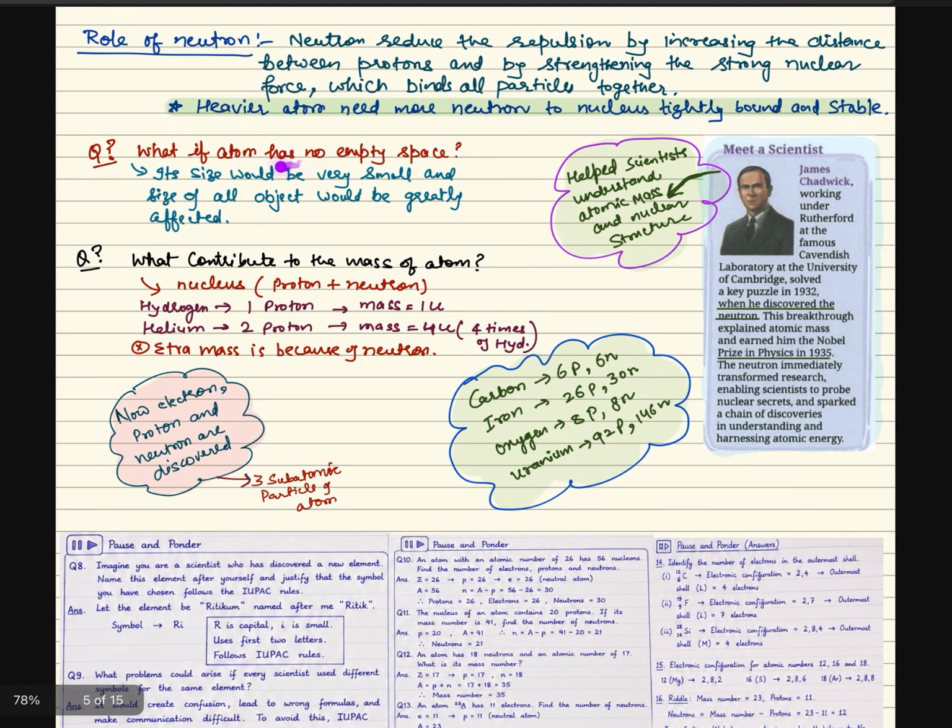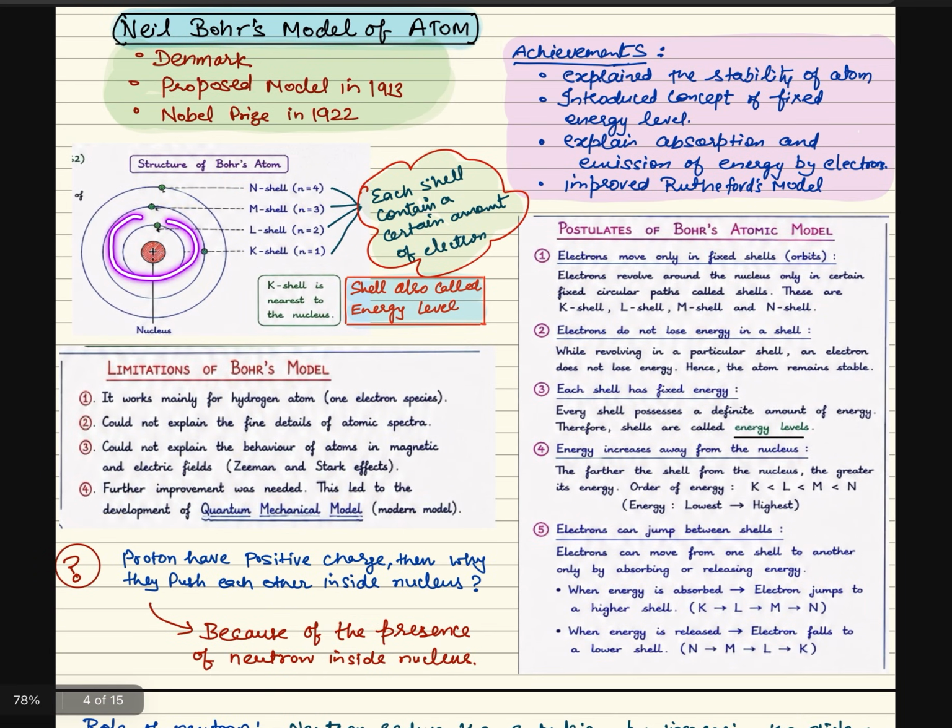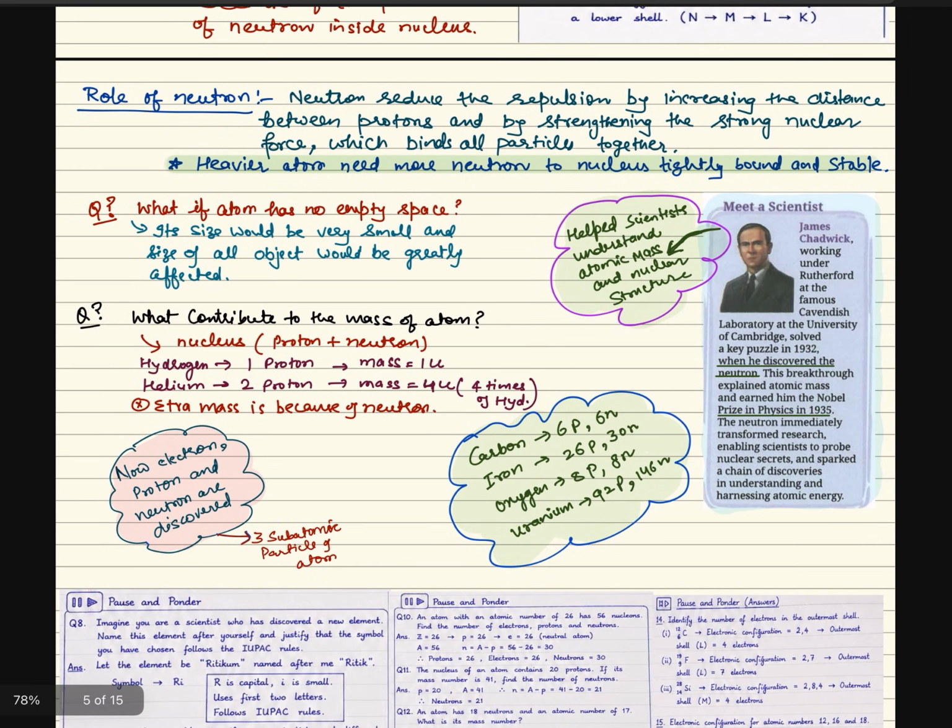Now, what if the atom had no empty space? This is an important question. You can say the atom has empty space here. This is positive, this is empty space. If there were no empty space, its size would be very small. Because empty space is there, you are able to study the atom. If the size is very small, the object size will be greatly affected. So that's why there is space in the atoms.